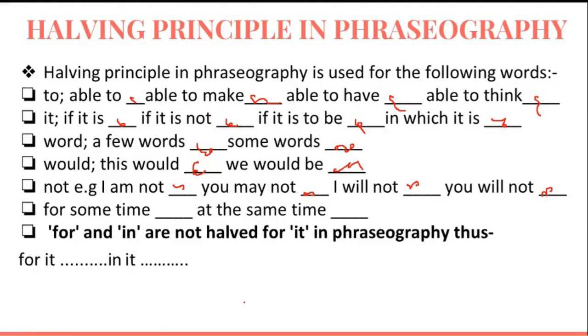For some time, for is written above the line. Some is half for the addition of time, T for that and then M in full. At the same time, at is written above the line, the tick. Same is half for time, T for that and then M in full. For and in are not halved for it in phonography. Please be careful. If you want to write for it and in it, then we have to write in full.